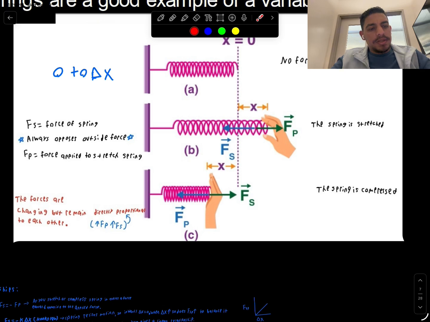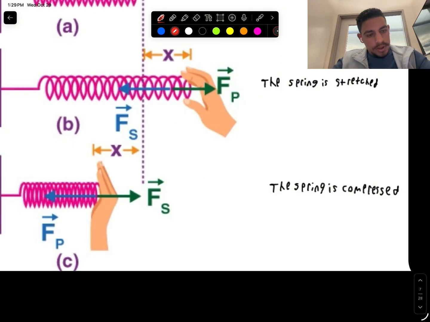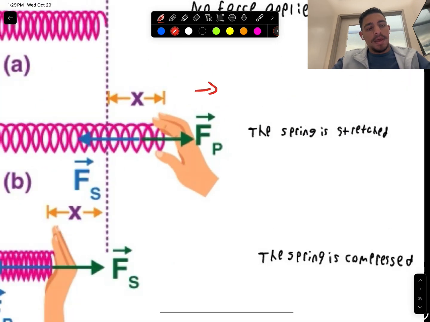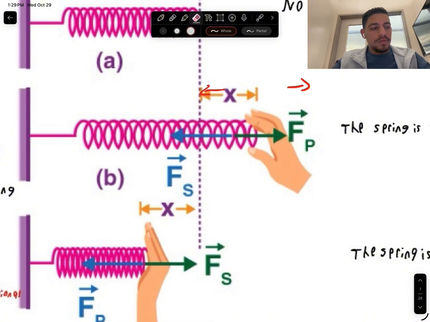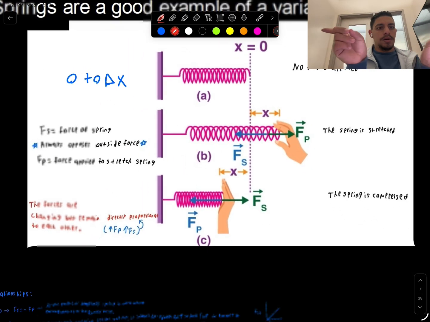As you can see in this example here, this person is stretching the spring, right? So they're pulling this way to the right. And the spring itself has a force that goes against it, kind of like a normal force would be, that goes to the left side, okay? And so what you see is they are going in exact opposites, right?